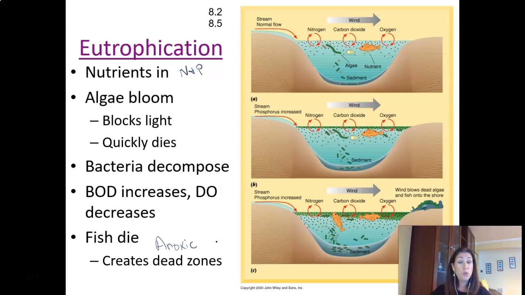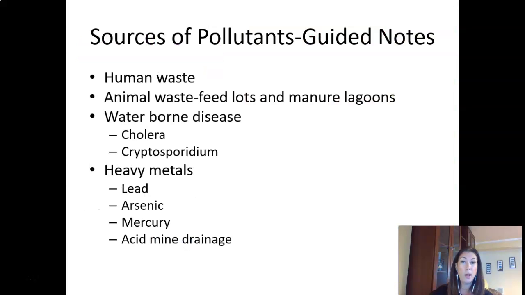So I like to think of eutrophication as a series of steps. Starts with nutrients coming in, and that leads to the algae bloom. That algae quickly dies, needs to be decomposed, which drives our BOD up and our DO decreases. And the end result is that our fish die because of the lack of oxygen or a dead zone. You'll be able to practice a little bit with this in class as well.